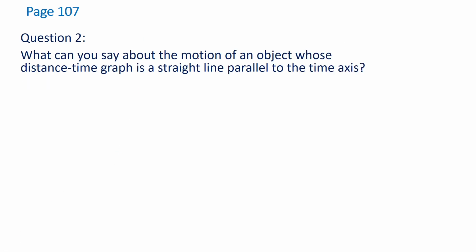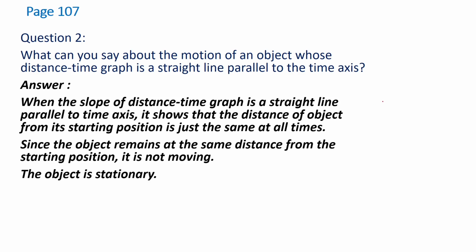Next, what can you say about the motion of an object whose distance time graph is a straight line parallel to the time axis? On the y-axis it is distance, and on the x-axis it is time, and this graph is parallel to the time axis. It means that the time is increasing but the distance is not increasing. The object is not changing its position even as time passes. So we can say the object is at rest, it is stationary.